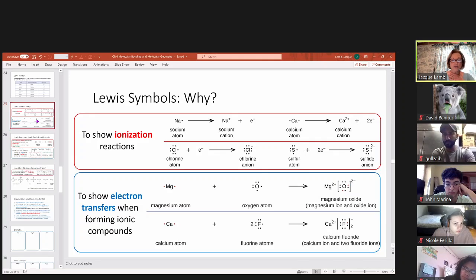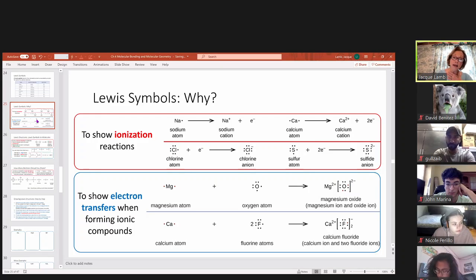We can also show reactions where electrons are transferred. So we can take magnesium and transfer both of its valence electrons to oxygen. I want to point out here that when you do this, note that the oxygen is shown in brackets with the charge outside the brackets. That is the accepted way of showing ions.